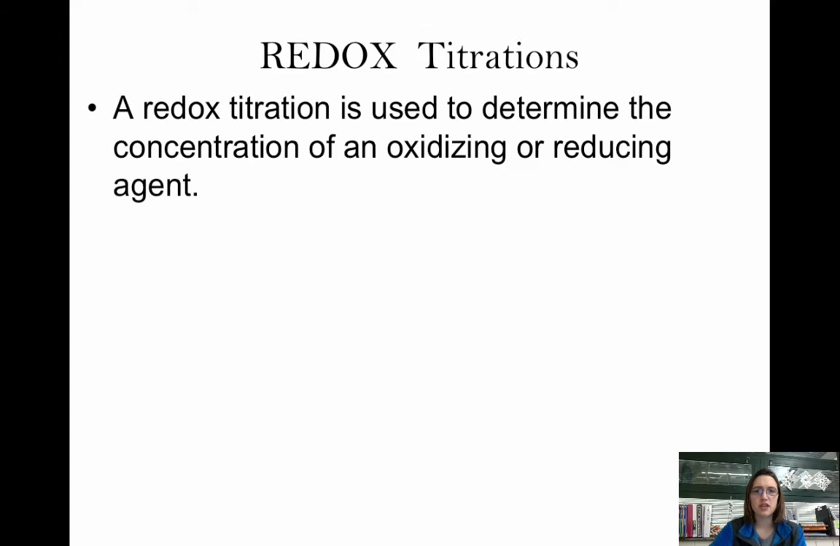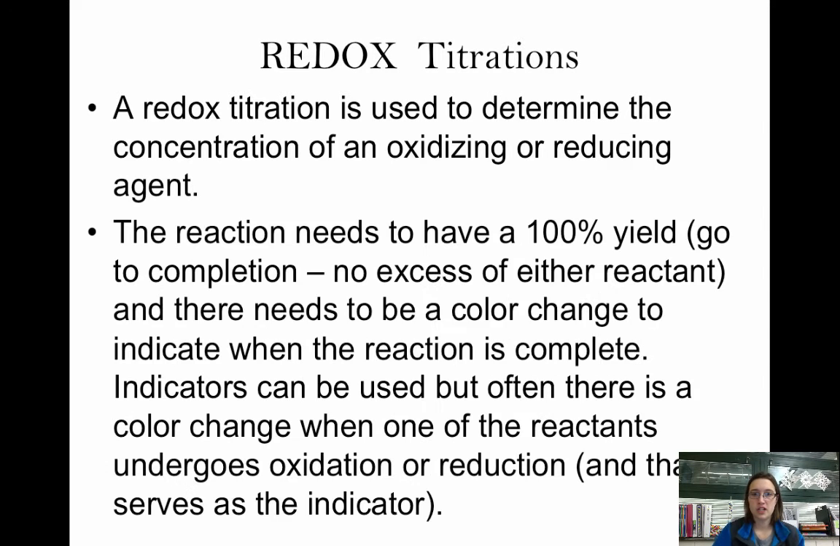So with redox titrations, we've done titrations before. We've done acid-base titrations to determine the concentration of an unknown acid or base. The only difference now is in a redox titration, we're using it to determine an unknown concentration of an oxidizing or reducing agent. So all we're doing is just finding a different unknown concentration now.